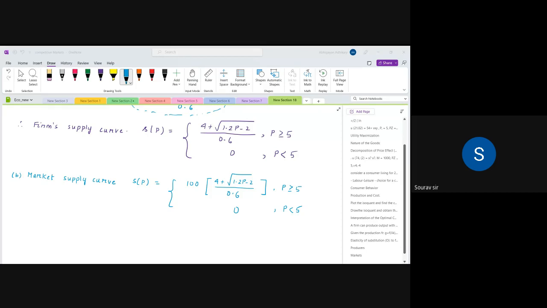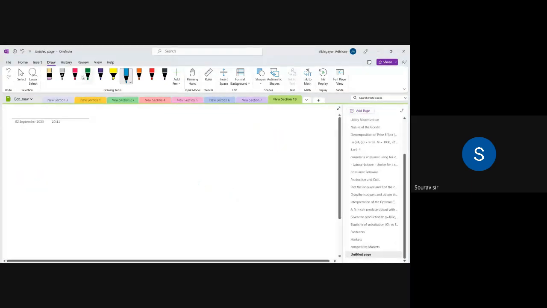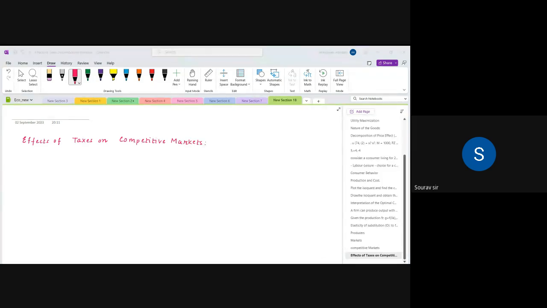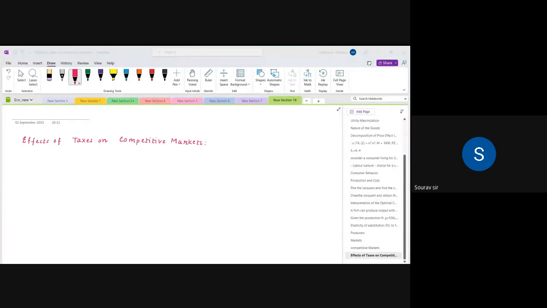Now let us move on to the next part of our discussion on competitive markets, where we want to see the effect of taxes on competitive markets. This is our topic of discussion for today: if taxes are imposed in the competitive market, how does the behavior of the market change, and what are the things that we need to take care of?